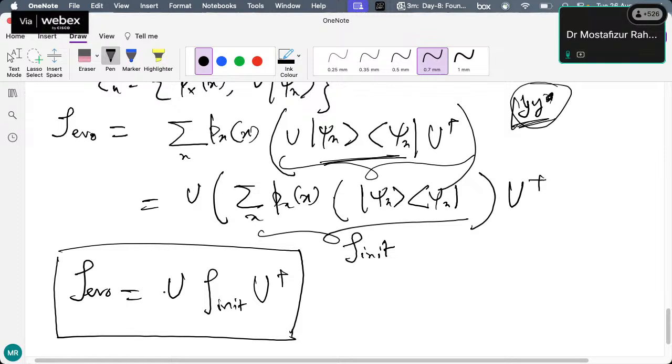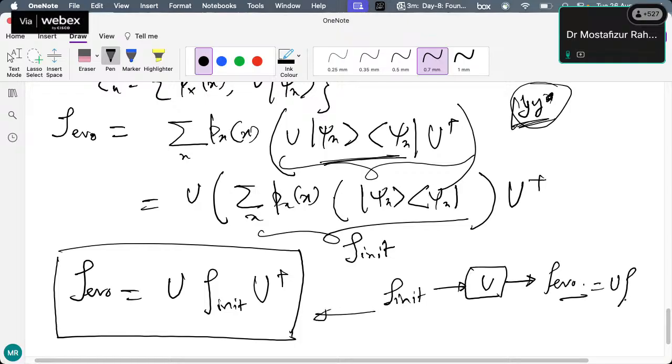So this is equivalent to the following: you have an initial quantum state density matrix, it passes through a quantum channel without any noise, and you get rho evolution. The equation for this is rho evolution equals U rho initial U dagger.